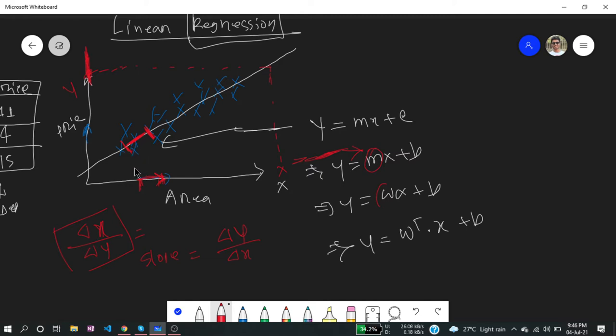Okay, so I am just giving a random example. Suppose you have gone toward the x direction one unit and your y also increases. I mean, the slope is also one unit. It has also one unit.